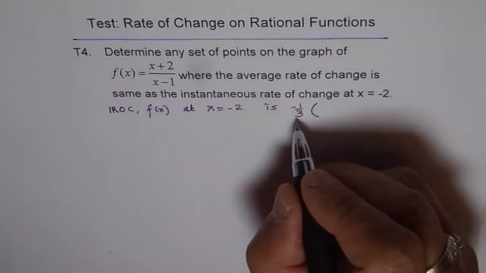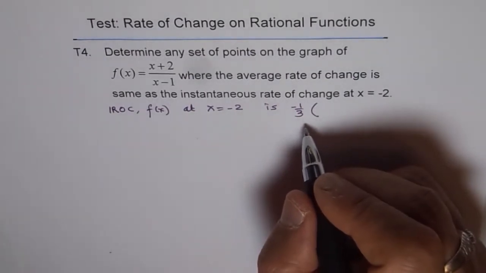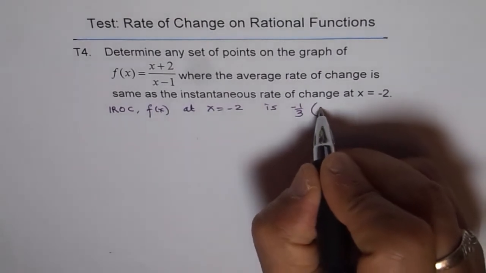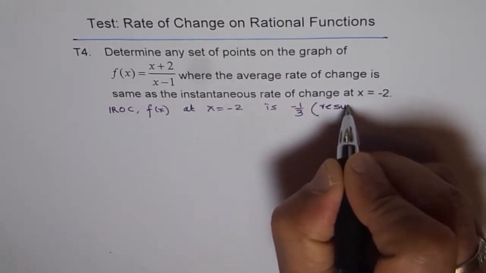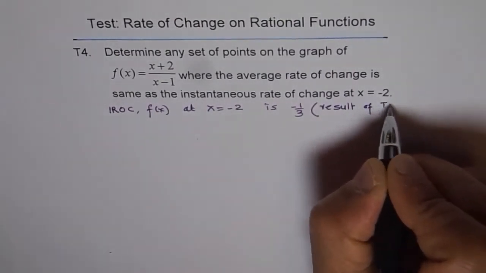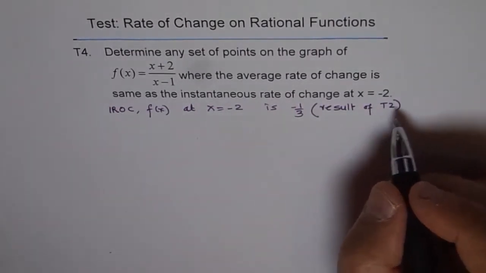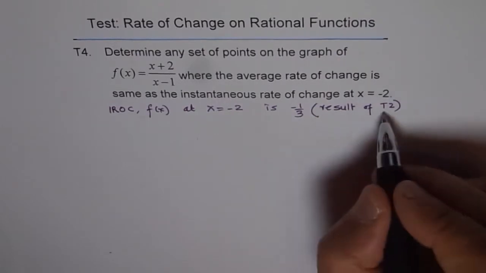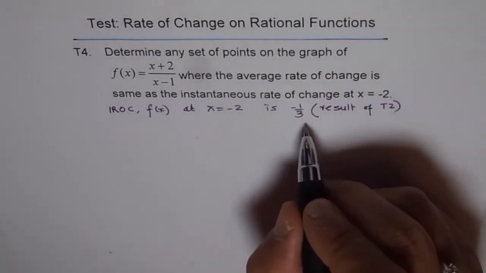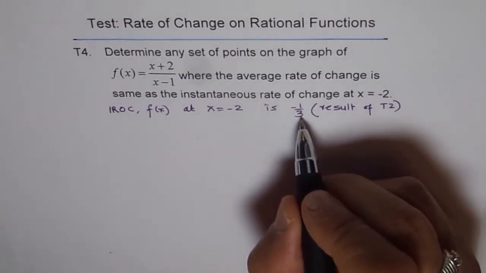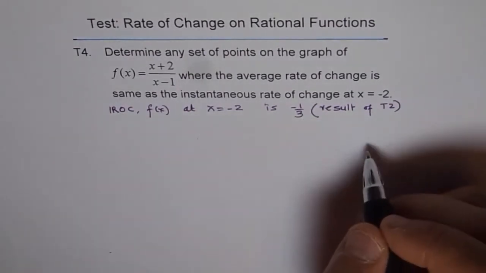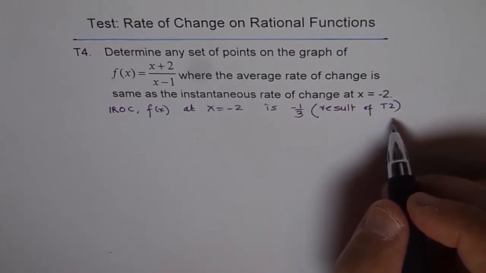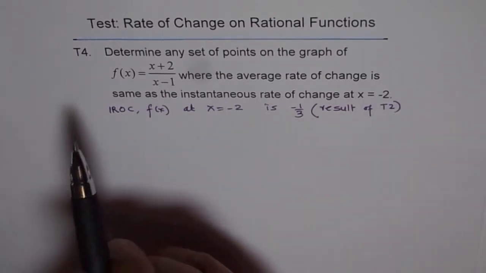So we have already done this part in one of our questions earlier. It is actually a result of T2. In T3 we found the equation of the tangent at this point. So that is known to us. Now we'll use this particular result from T2. If you've not seen that video, I'll recommend you to go through it first. Okay, let's read the question once again.